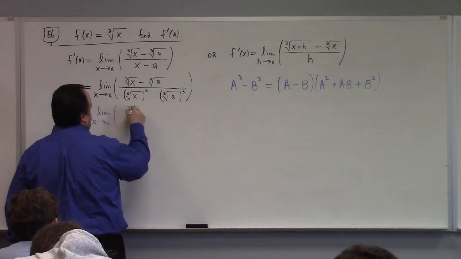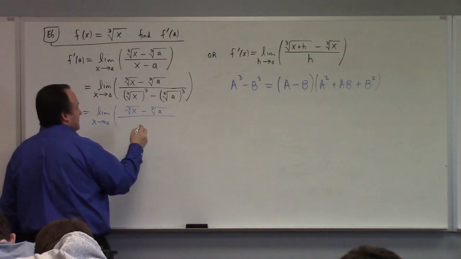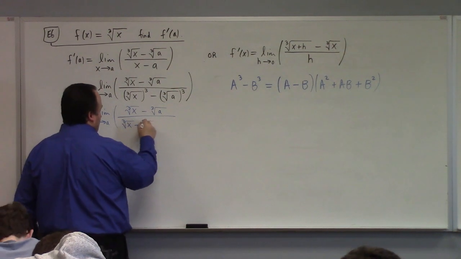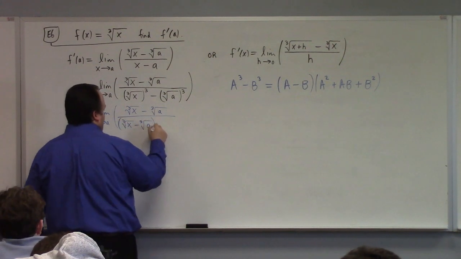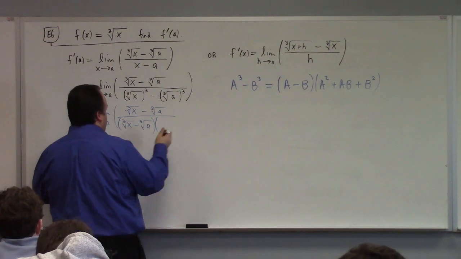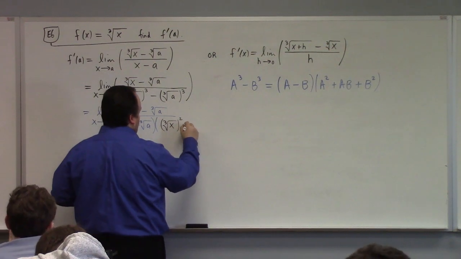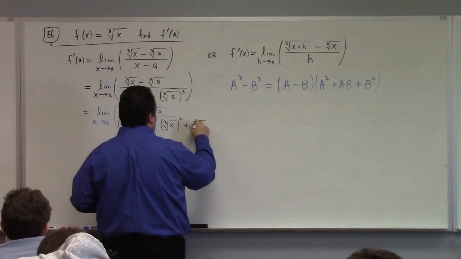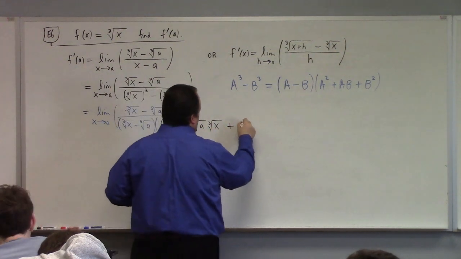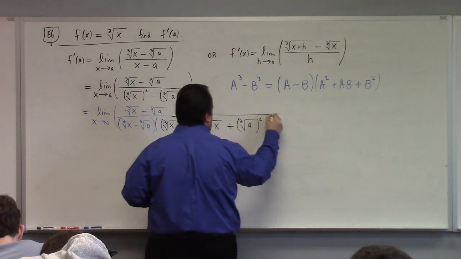So we got a cube root of x minus cube root of a divided by what? Cube root of x minus the cube root of a, and then the rest of it, right? Which would be what? Like the cube root of x squared plus the cube root of a times the cube root of x plus the cube root of a quantity squared, like so.